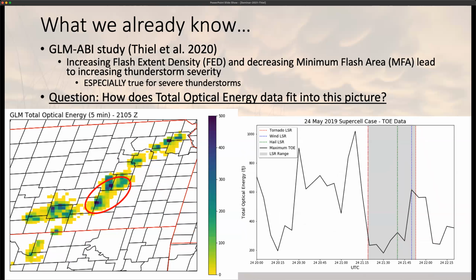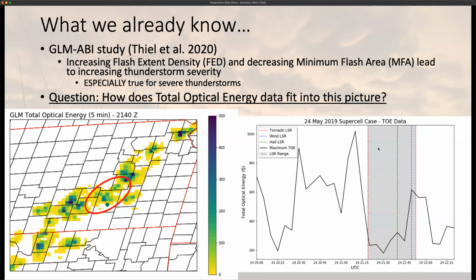Now the real question, and we kept total optical energy away from this study just because we knew it might complicate things. And if we included it in the case study, of course it did. So this is what the total optical energy now looks like for that same storm. And what we can see is the increase in our total optical energies around 2030 UTC, carrying until about 2100, just after maybe to 2110, with our maximum total optical energy pixels right around 800 to 1000 femtojoules.